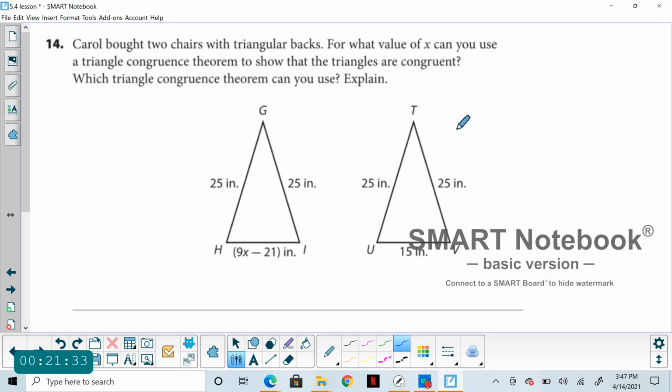Mind you, I think these are in your book, so hopefully you're writing them down in your workbook. Number 14, Carol bought 2 chairs with triangular backs. For what value of x can you use a triangle congruence theorem to show that the triangles are congruent? And which congruence can you use?